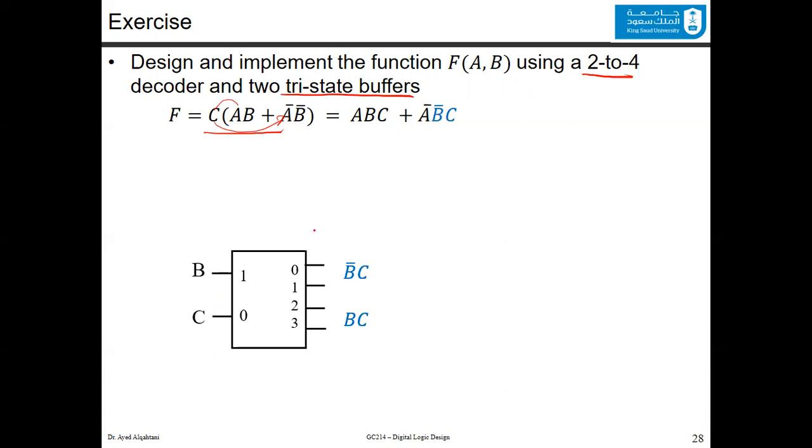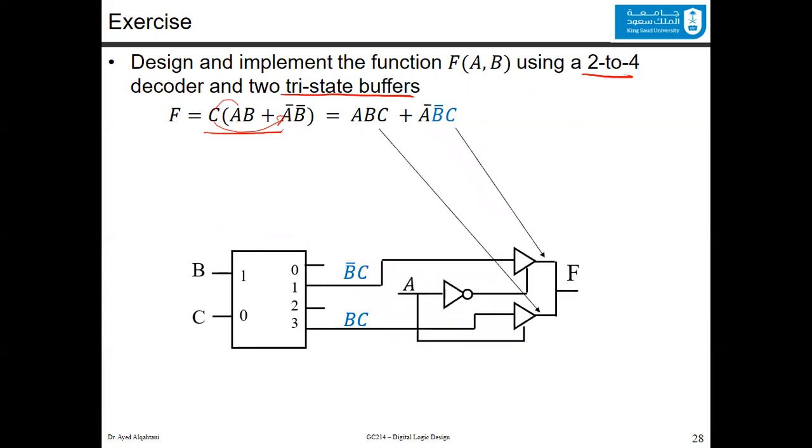Now notice that you no longer have the enable in the decoder. If you don't have the enable, you can force the enable by using the tri-state buffer like that. So you will connect the B bar C and the BC. For example, here we have the B bar C and we have the BC, and we choose the A to be the selector of the tri-state buffers. It's either going to be this one or this one.